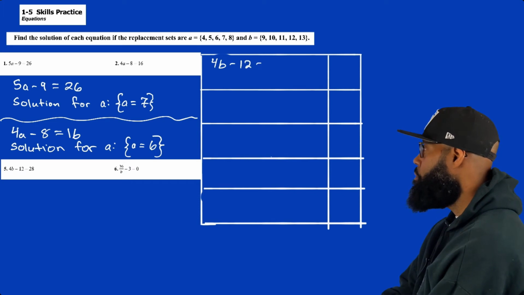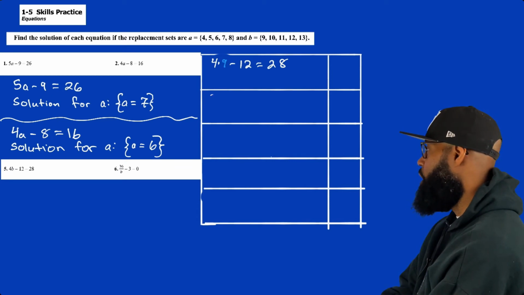Yeah, any values could be in there. So let's go for it. 4b minus 12 is equal to 28. And of course, replace the b with parentheses and plug in for b. In this case, the first value that we're going to plug in, you got it, guys, would be blue on blue, 9. So 4 times 9, 36, right?